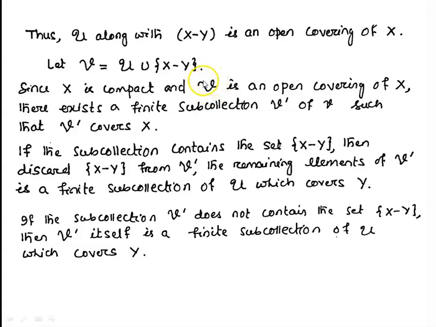And what is this V? This V is U along with X minus Y. That means for the subcollection V dash of V, if V dash contains X minus Y, then we discard it, and we have a finite number of open sets in V dash which cover Y. And if V dash doesn't contain X minus Y, then V dash itself is a finite subcollection of U which covers Y. Hence Y is compact. So here we have proved that a closed subspace of a compact space is compact.